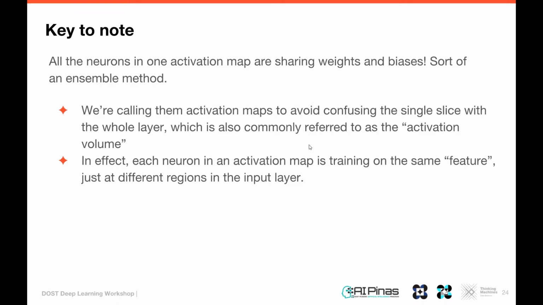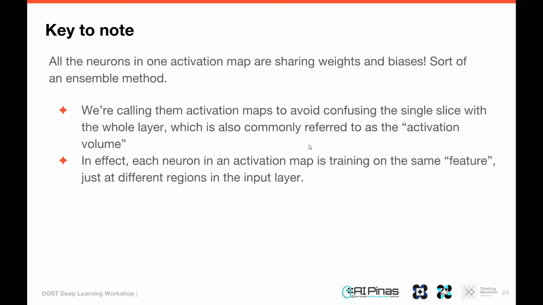Okay, so the key thing to note with the activation maps is that all the neurons in the activation map are sharing weights and biases. Because remember, you're passing the filter and you're taking the dot product on each filter times region. So they really are sharing a lot. There's a very high overlap in what they're training on. So it kind of counts as an ensemble method. And remember, it's ensembling because we're taking advantage of the hierarchy in images.